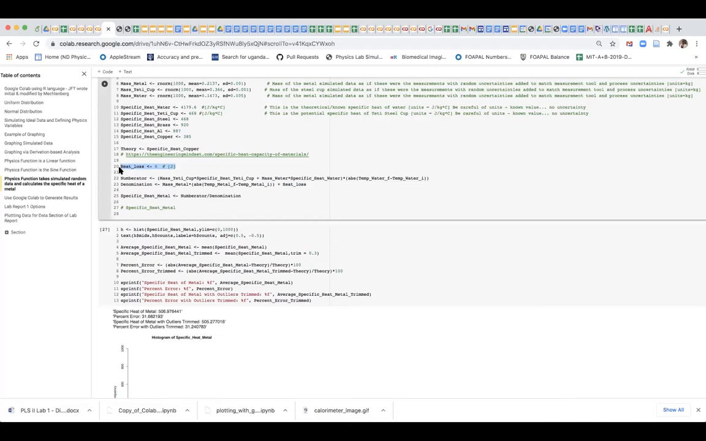This might take a couple minutes and feel free to ask. Remember, you're going to have to press play on the first one and then play on the second one. So you're going to have to run it twice, or run the top one and then run the bottom one.